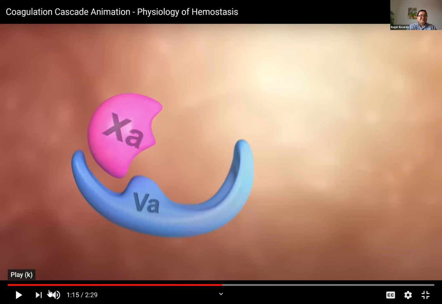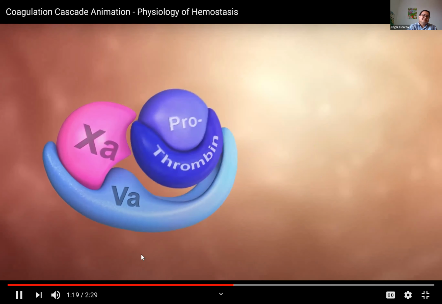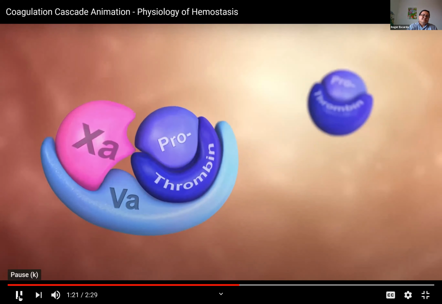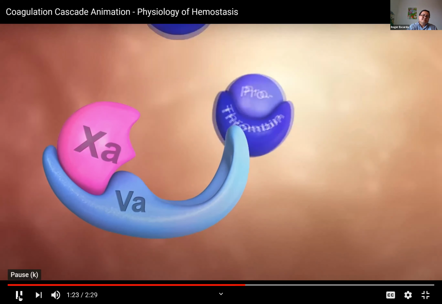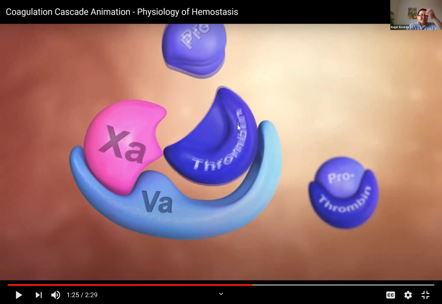So let's continue. Further down the cascade, factor 10A in combination with 5A activates thrombin and induces the so-called thrombin burst. Okay, so the next anticoagulant.